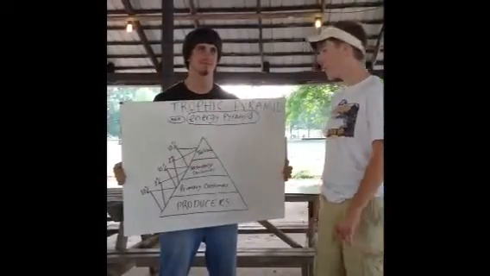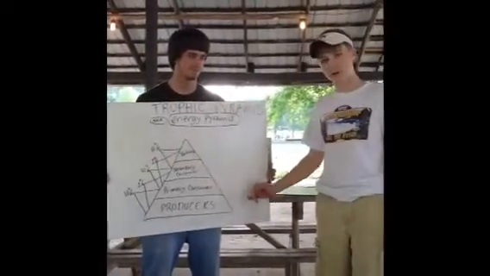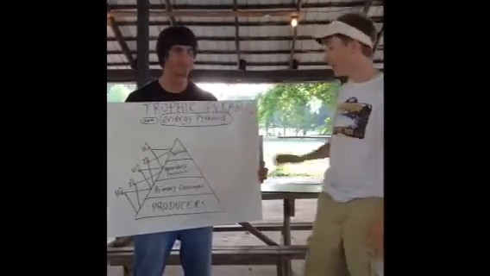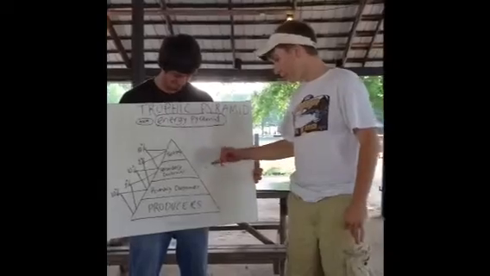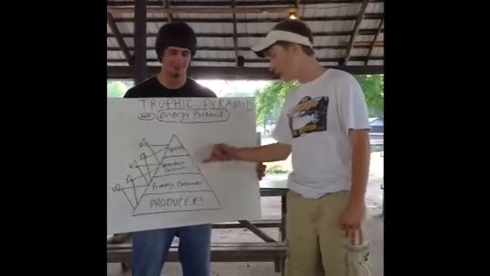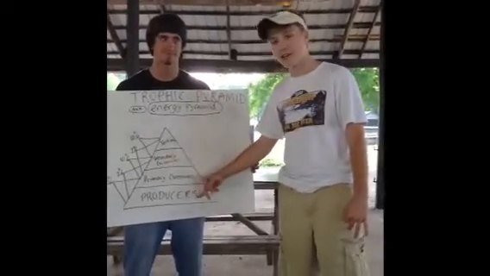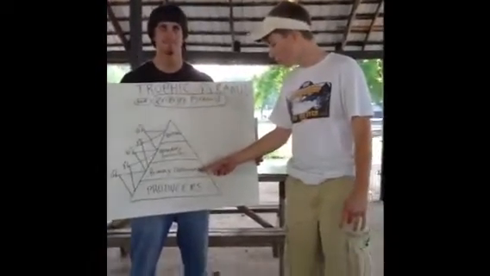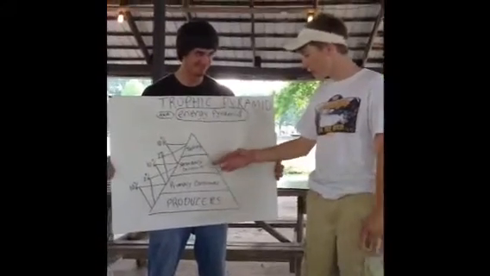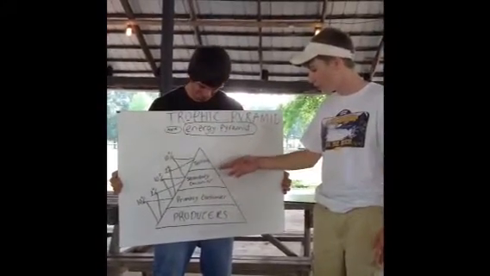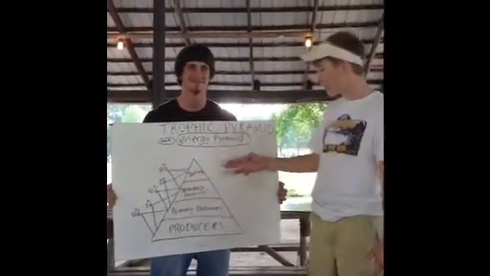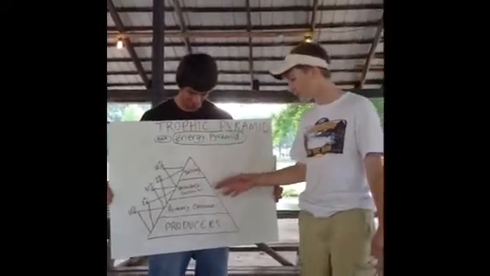Alright, in a trophic pyramid, energy flows throughout the pyramid in a certain way that you need to learn. It does, don't it, Ryan? It does. Alright, a level gets 10% of its energy from the level directly below it. So the primary consumers get 10% of their energy from the producers. The secondary consumers get 10% of their energy from the primary consumers. And the tertiaries get 10% of their energy from the secondary consumers.